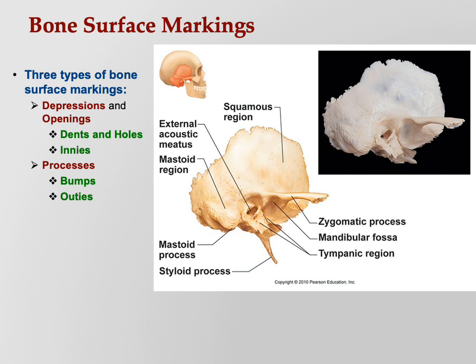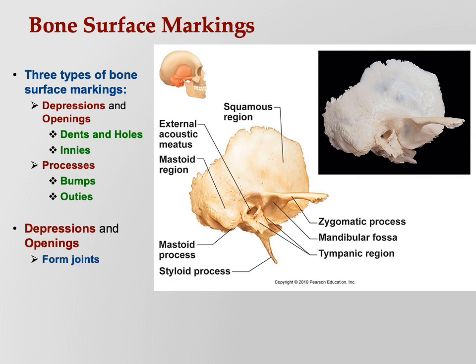So on lab, when you're being tested, when you have a mock practical or an actual lab practical, I will point at one of these things and I'll say, name the depression, or name the opening, or name the process. So basically everything on a bone is one of those 3. Process means anything that sticks out. Opening is a hole. Depression is just kind of a shallow, scooped out area.